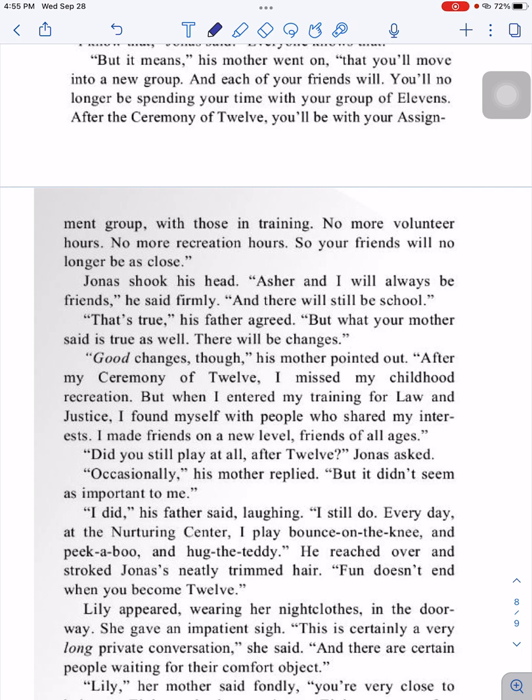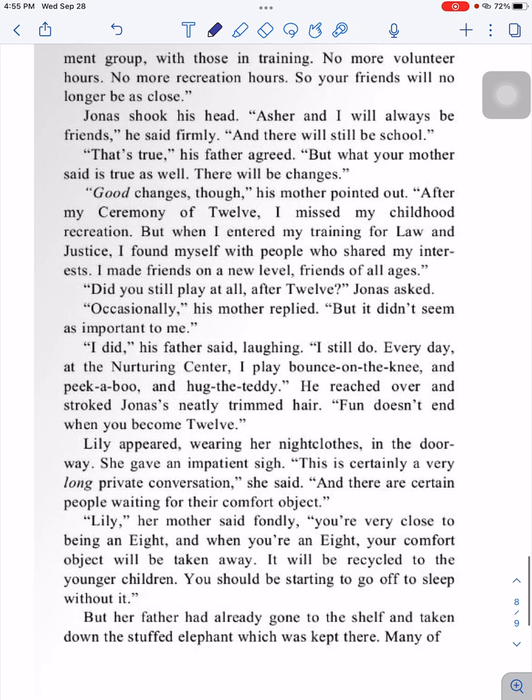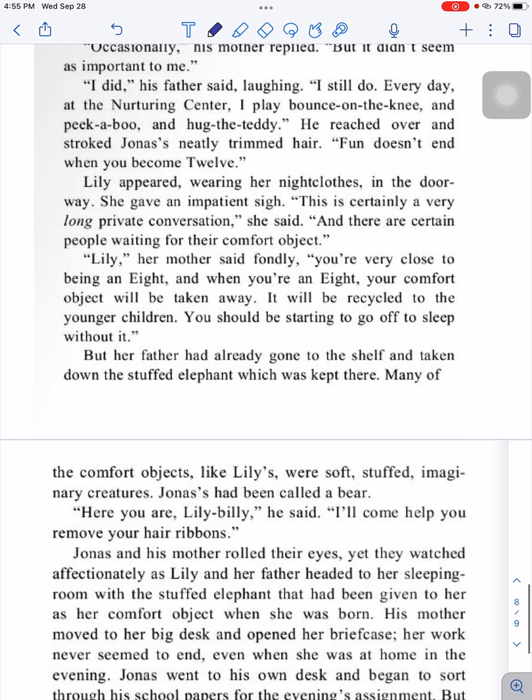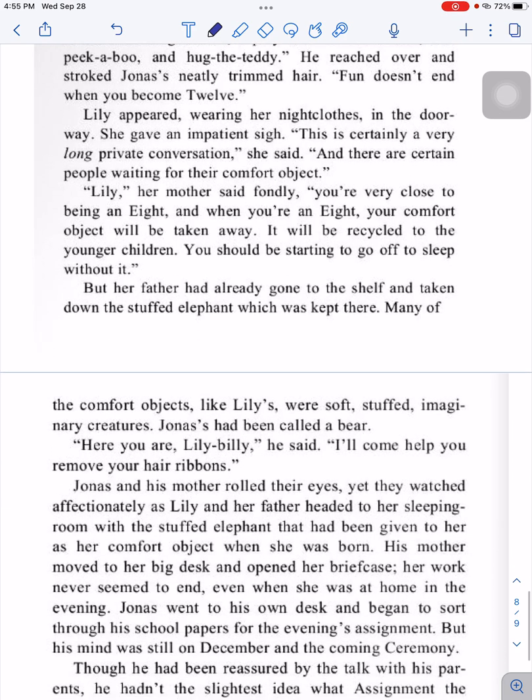"Good changes, though," his mother pointed out. "After my ceremony of 12, I missed my childhood recreation. But when I entered my training for law and justice, I found myself with people who shared my interests. I made friends on a new level, friends of all ages." "Did you still play at all after 12?" Jonas asked. "Occasionally," his mother replied, "but it didn't seem as important to me." "I did," his father said, laughing. "I still do, every day at the nurturing center. I played bounce on the knee and peekaboo and hug the teddy." He reached over and stroked Jonas's neatly trimmed hair. "Fun doesn't end when you become 12."